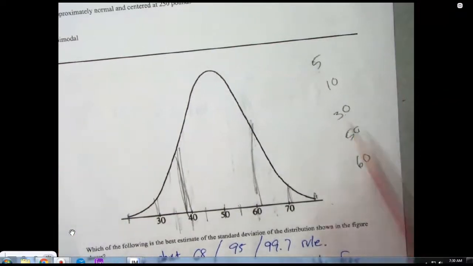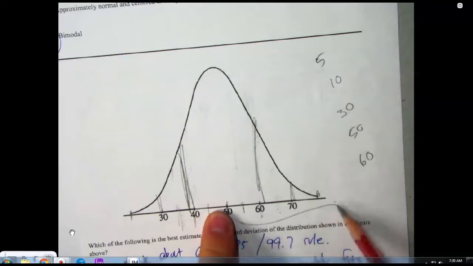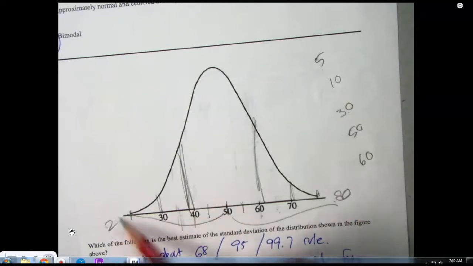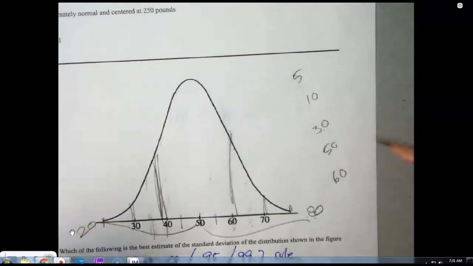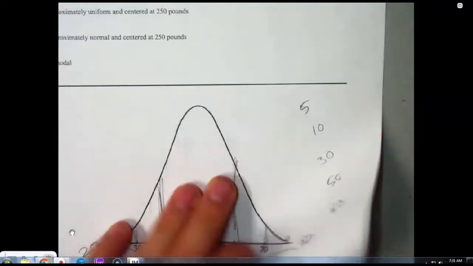If you made it 30, well, now you go over to 80 and 20 and say, okay, 68% of the data is supposed to be in between there, but it's basically 100, 99 point something. So these are all way too big. So you're just kind of trying to fit it in there the best you can.